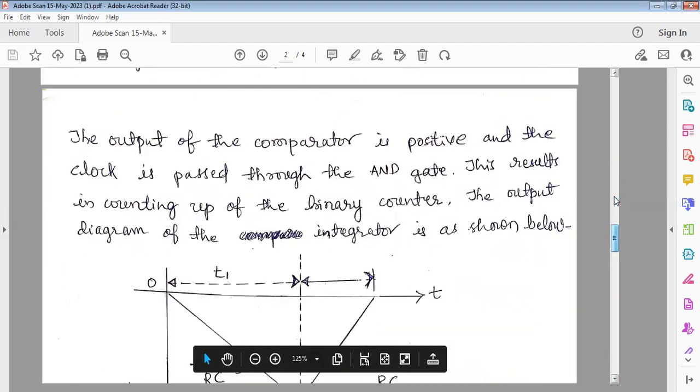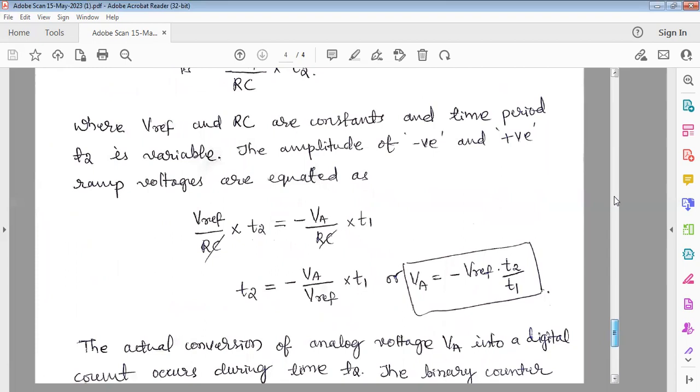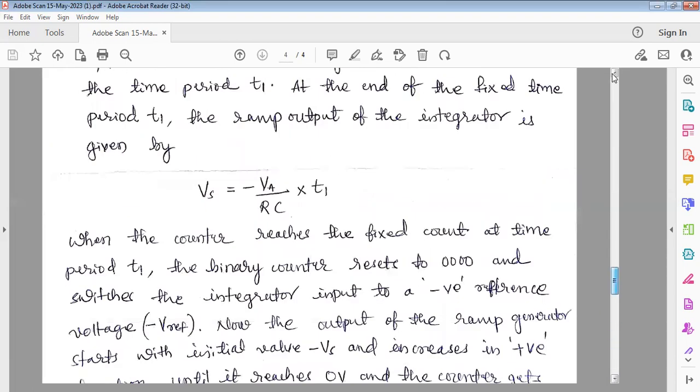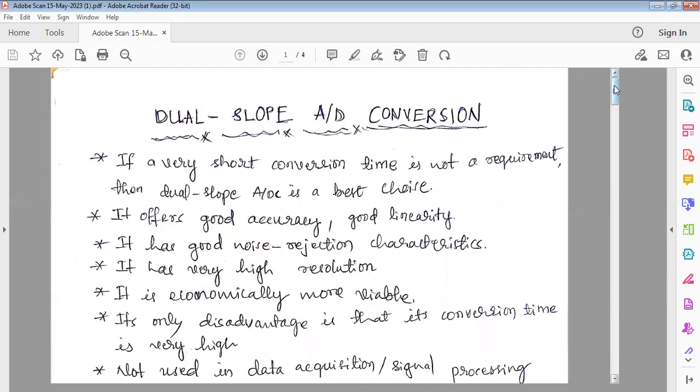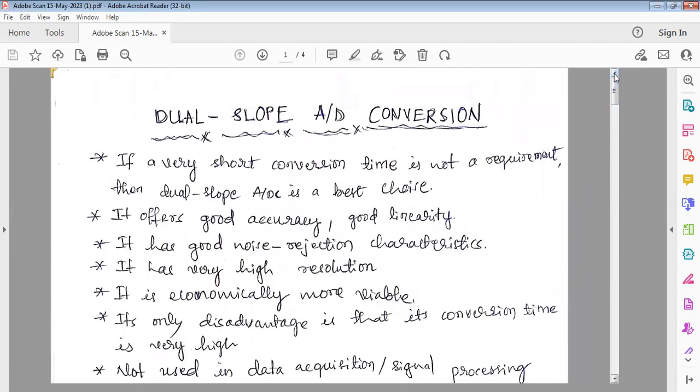As I told, the circuit is very important because it does many important works, and hence it is used for a large number of practical applications. So this is about dual slope ADC.